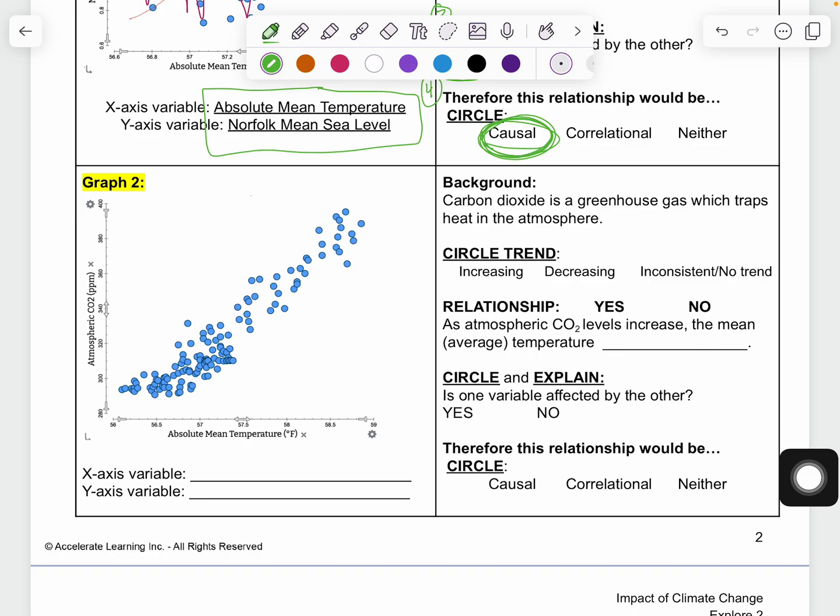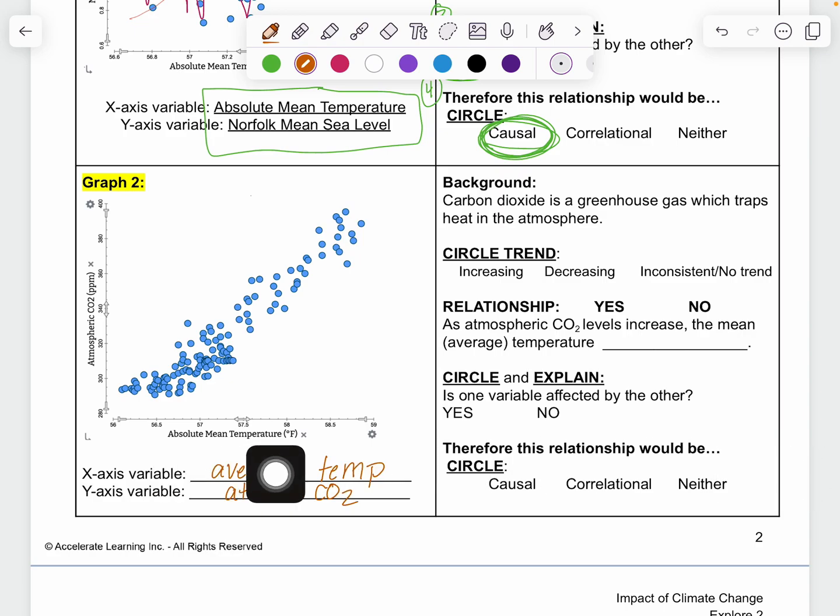Let's do one more. Starting with, what am I looking at? I'm looking at average temperature, right? Mean means average. And I'm also looking at atmospheric CO2, or carbon dioxide in the air. Those are my two things I'm comparing.